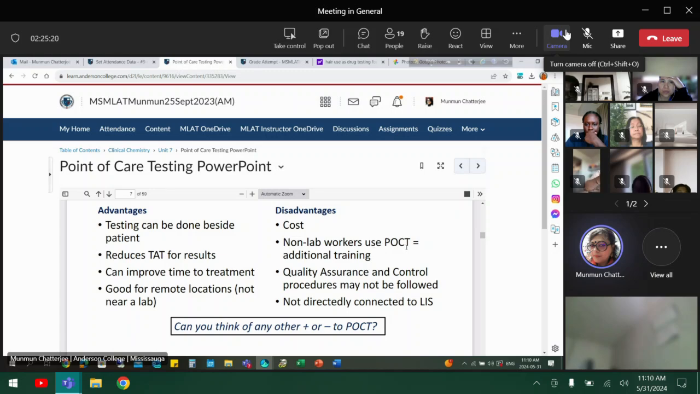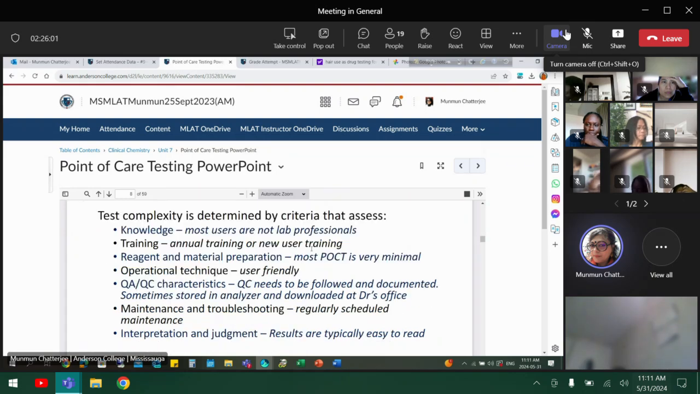Non-lab workers doing POCT need additional training, say a midwife or some PSW. If they are doing it, not in a healthcare setting, you need to give them proper training that you have to do the quality control, you have to do this and that, what the actual SOPs are, and make sure they learn and follow the procedures. Quality assurance and control procedures may not be followed because it is not under the automatic analyzer or the actual lab system. You don't know who is doing what. Not directly connected to the LIS.